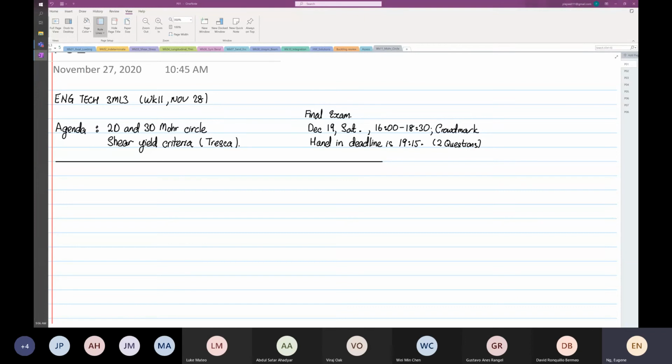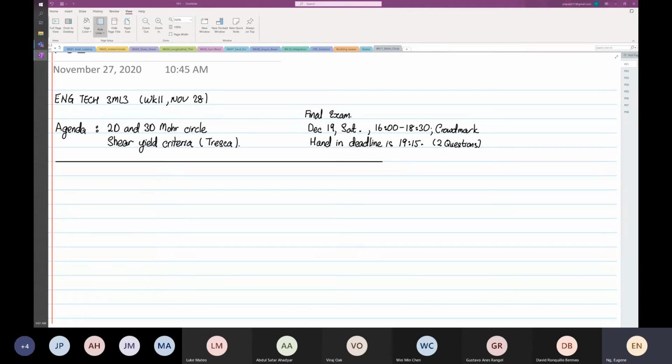Okay, so this is week 11. The agenda we're going to do is 2D and 3D Mohr circle. Some of you are taking a manufacturing course that is doing Mohr circle on carbon fiber, so you will know 2D already. But a lot of you have not taken my manufacturing course, especially the civil engineering students, so I have to go through this again.